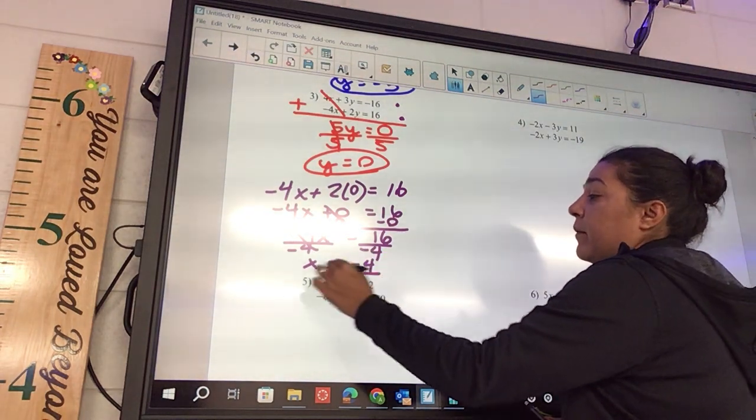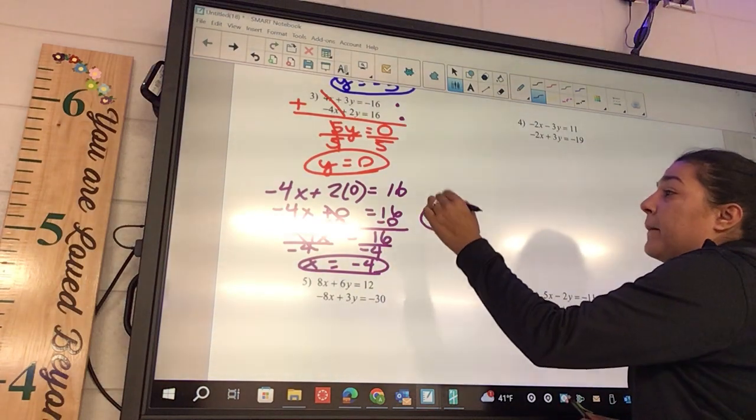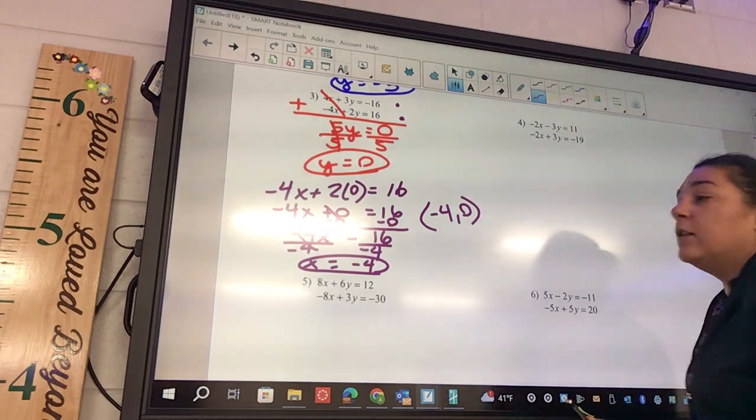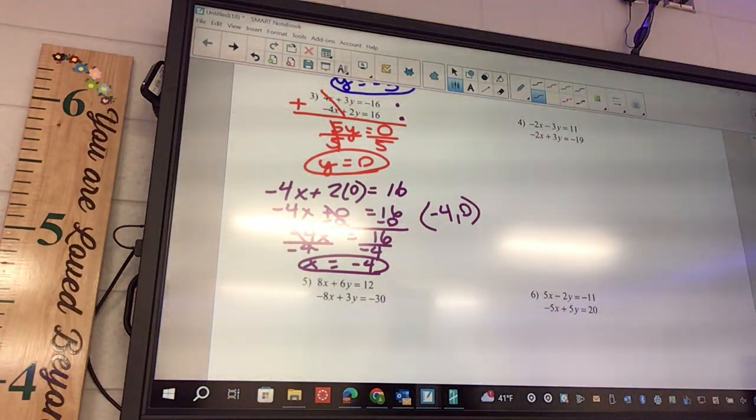I do have a question. Do we have to show the subtracting of the 0? No, that's what I literally just said. Oh, I'm so sorry.